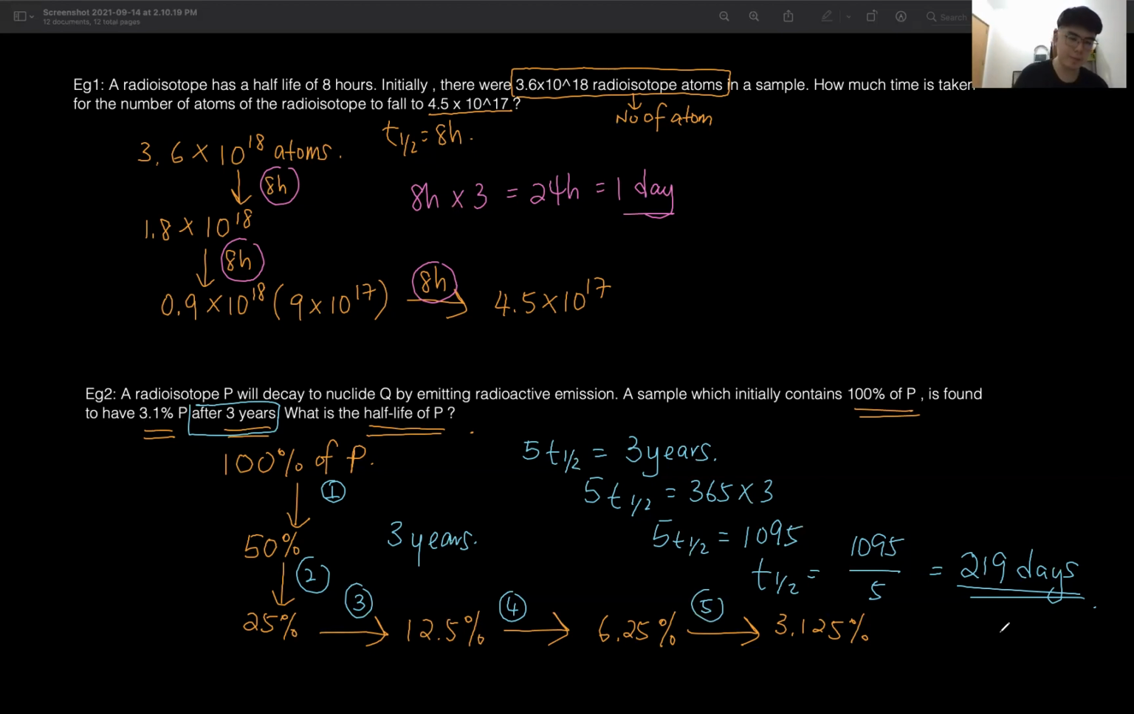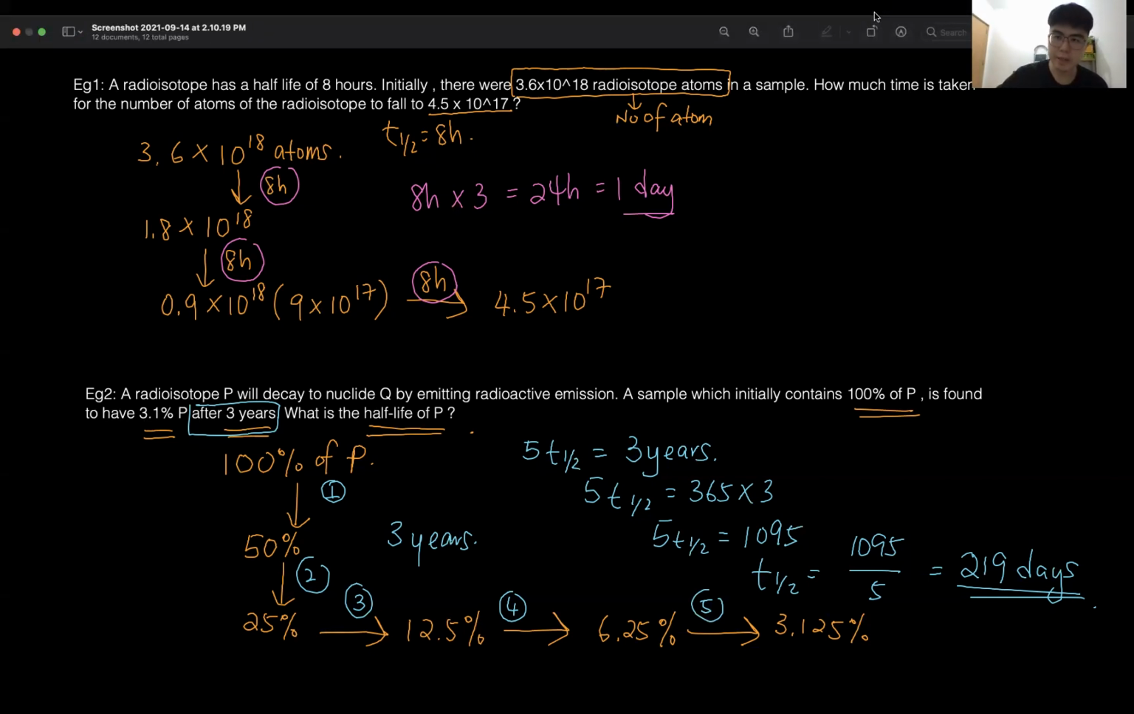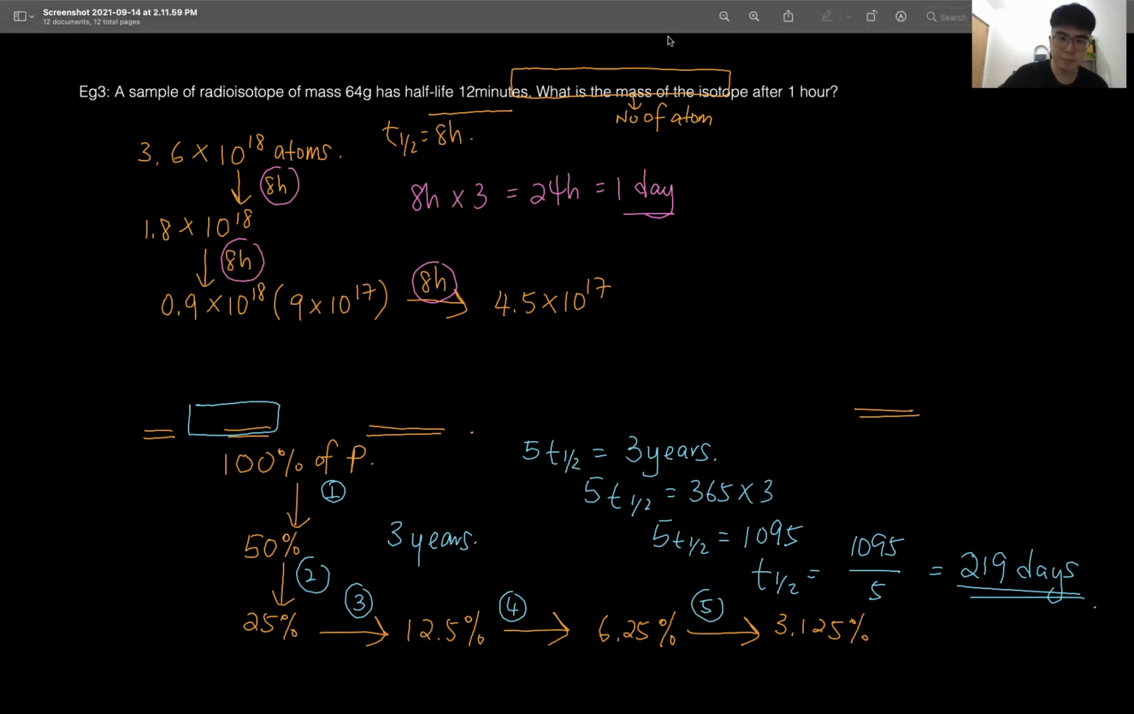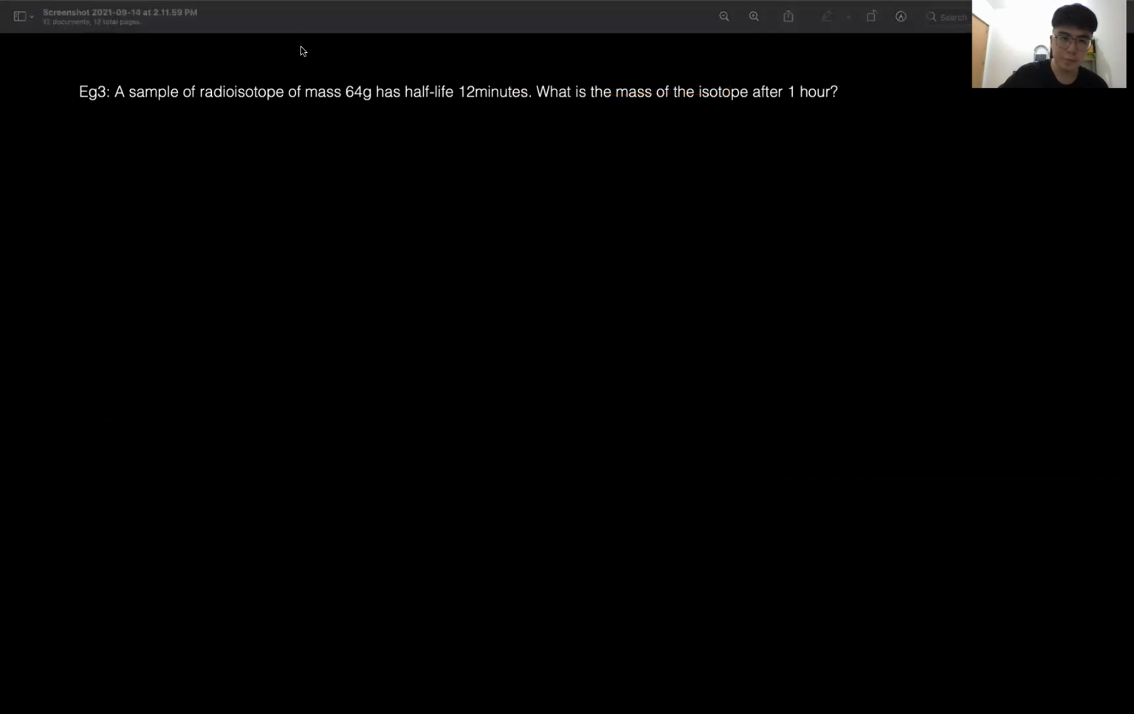All right, so that is example 1, 2, and we got one more, example 3. This one. A sample of radioisotope of mass 64 has half-life 12 minutes. What is the mass of the isotope after 1 hour? Okay, same thing. We do 64 gram. We know the half-life is 12 minutes. What is the mass after 1 hour?